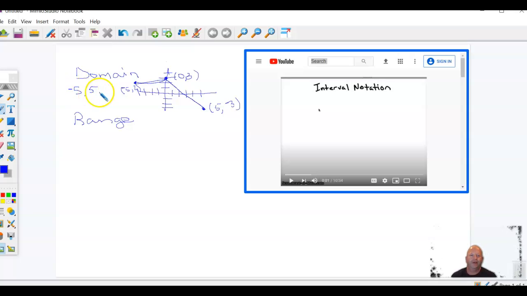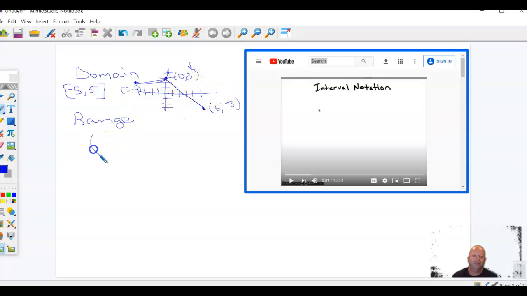And then we need to decide, are we going to include these values, the negative 5 and the 5? Since there's a point right there, we would say that we're definitely including the negative 5. And over here at the positive 5, we're definitely including that. Now the range is on the y's. What's the highest range value we have? Well, it's 3. And remember, we can look at the second number to figure those out.